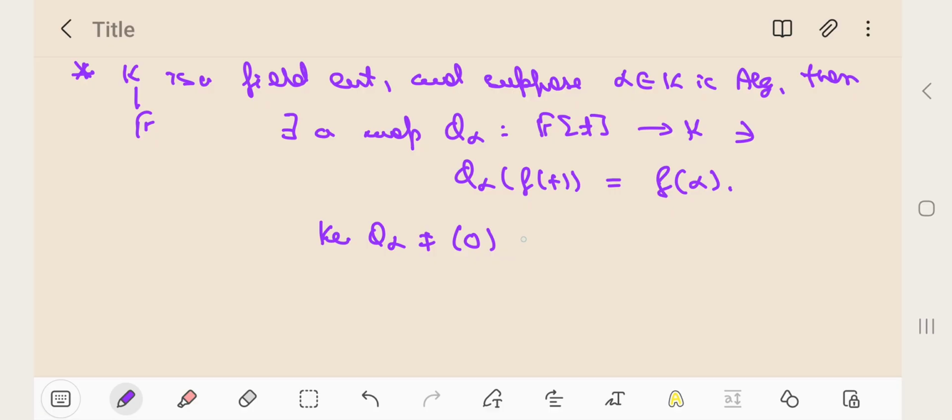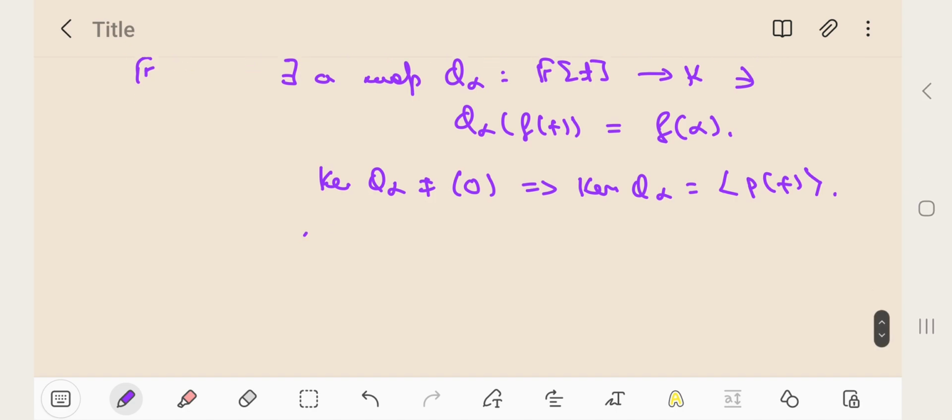So the kernel is non-zero, which implies that this kernel must be generated by some element P(t), right? Because we are talking about the ring of polynomials over a field, and so it comes out to be a principal ideal domain. So this P is called the minimal polynomial of alpha over F, right?